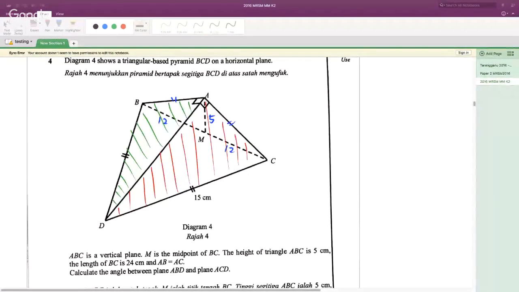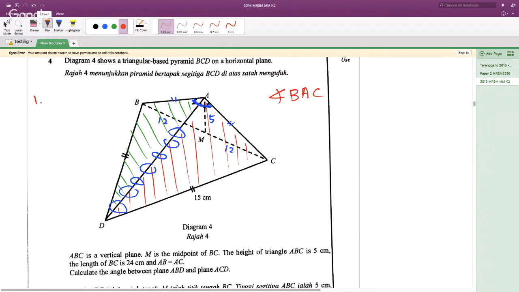So therefore, I understand the angle between here, maybe I use blue color, all the angles between here will be the same, isn't it? But it's very hard for me to find the angle in the middle. So actually, I will just find the angle BAC. That is the whole idea of this question.